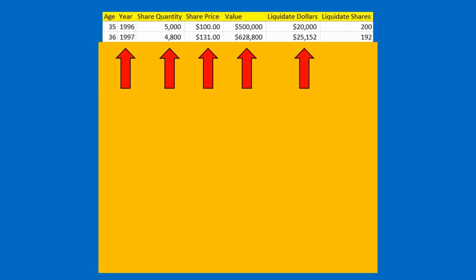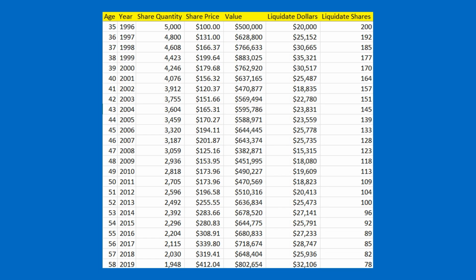25,152 divided by the $131 per share. He needs to sell 192 shares in order to liquidate 4% of his portfolio. Okay, and he does this, and he keeps doing this. And even though the dot-com bubble bursts in 2000, and that lingers for a while, and then there's a housing crash in '08, and that lingers for a while, this works. Each year, he liquidates 4% of his portfolio, and you could see through his age 58 year, he's doing fine.